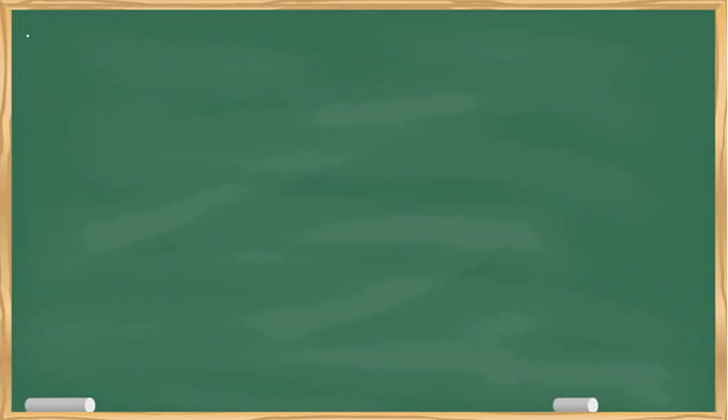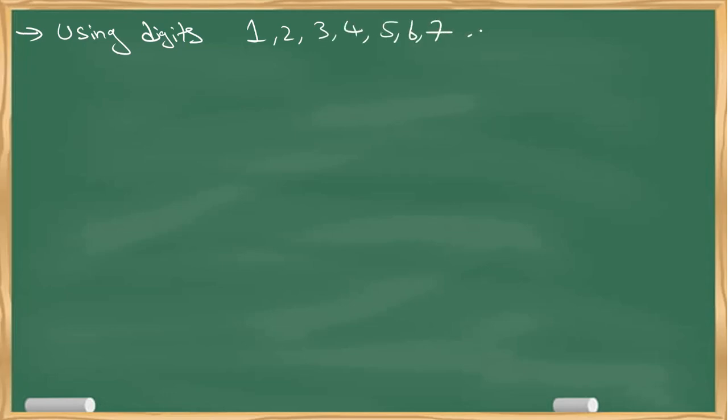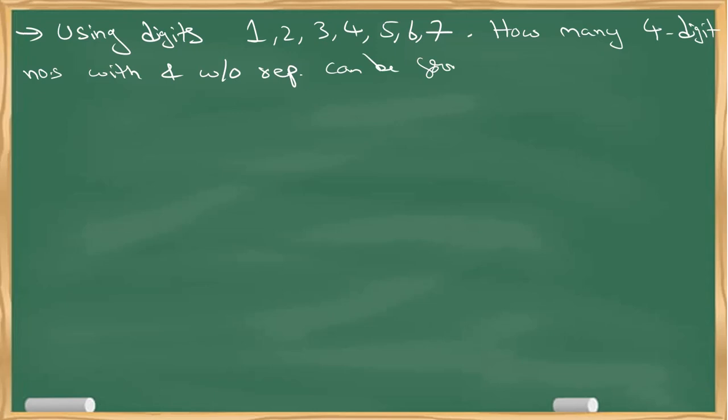using the same kind of logic, let us increase the numbers so that we can see what type of actual questions they'll ask. Using digits 1, 2, 3, 4, 5, 6, 7, how many 4-digit numbers with and without repetition can be formed?